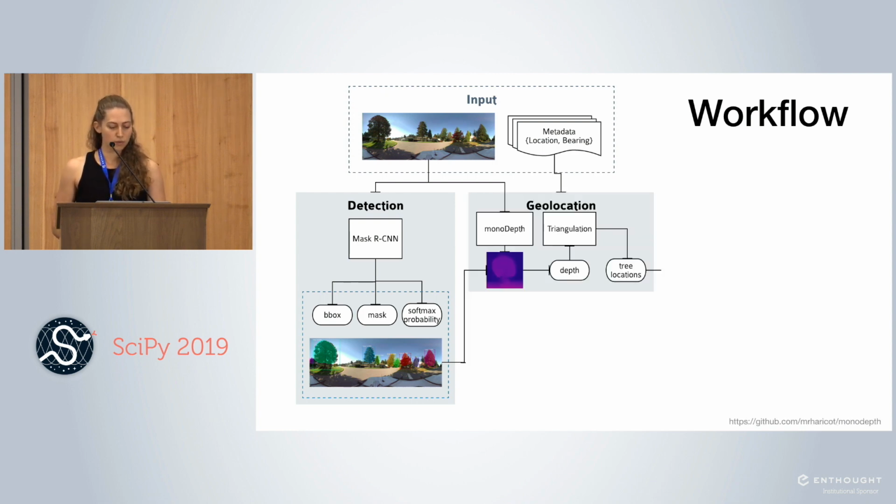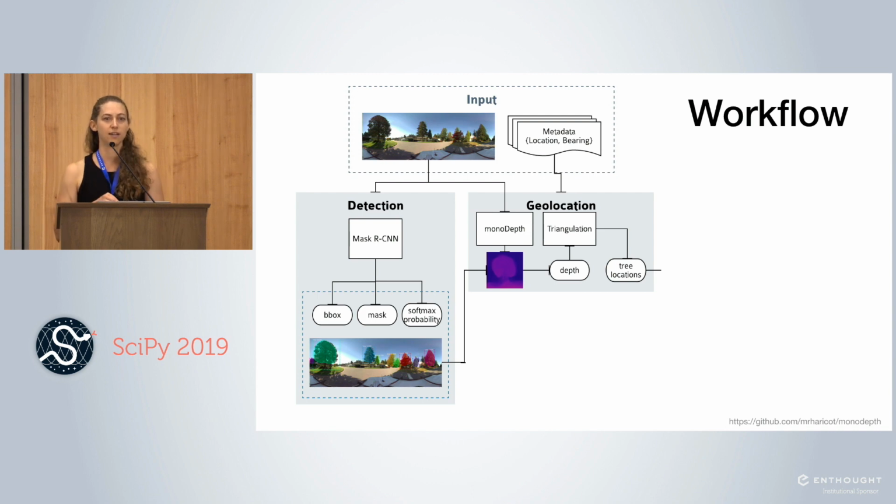Our second module, the geolocation module, leverages monodepth, which actually is a readily available trained deep neural network. It returns a dense depth layer of the input, which basically means we can now use the masks generated in our detection workflow to extract a single depth value for every detected tree.